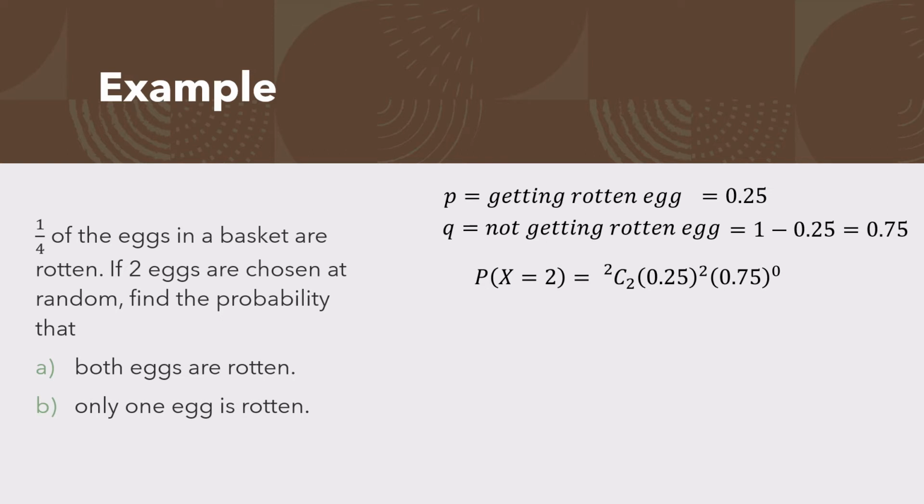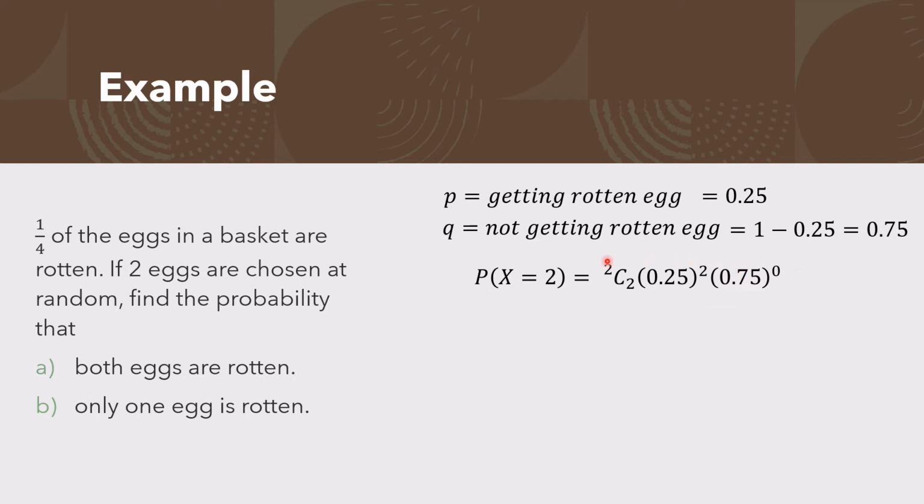So the formula for binomial probability is nCr p^r q^(n−r). In this case, n should be 2 and r is also 2, because the number of successes should be 2. So p is the probability of success, which is 0.25, to the power of r, which is 2 here, and times 0.75 to the power of n minus r.